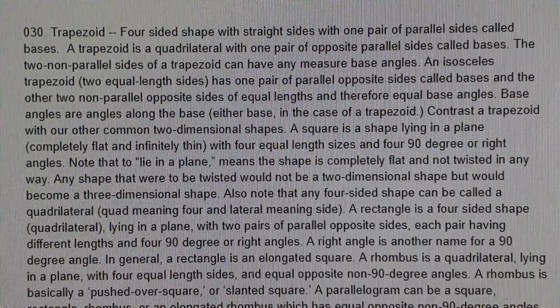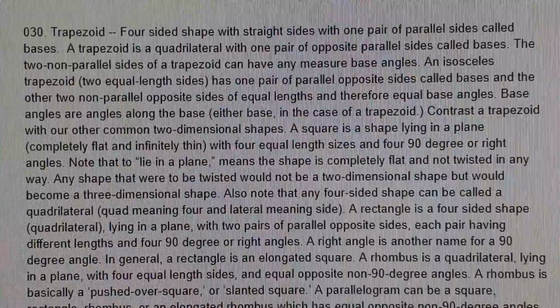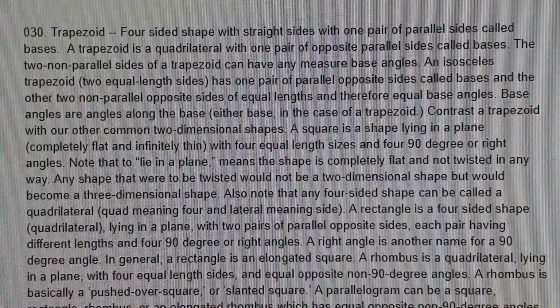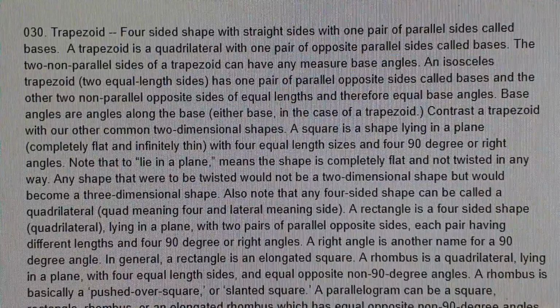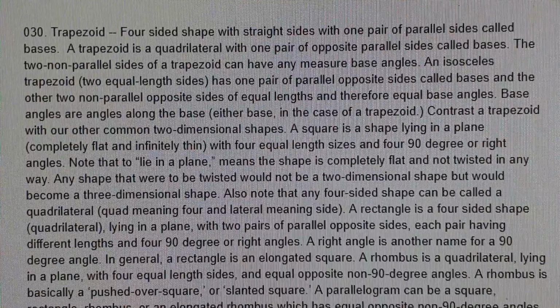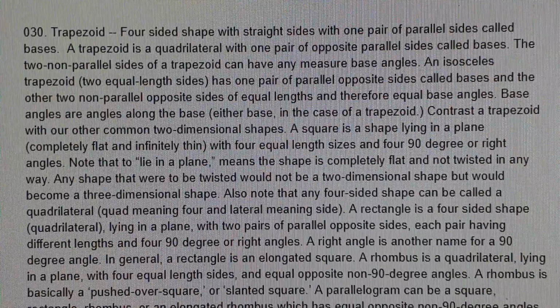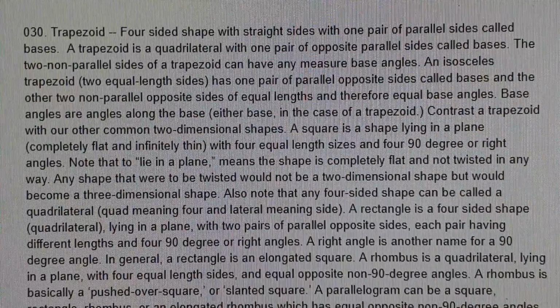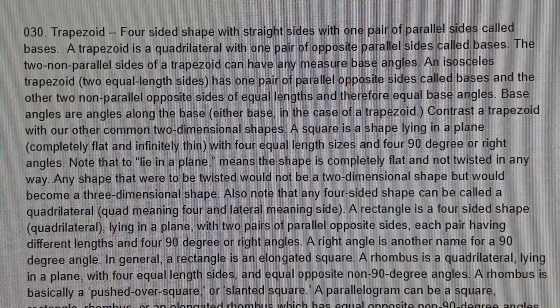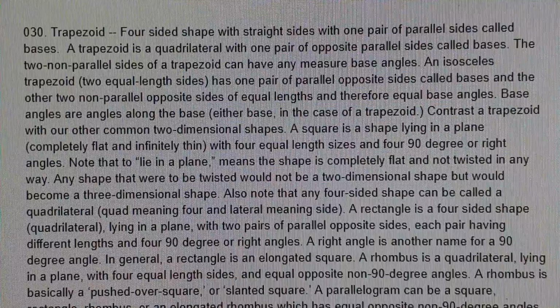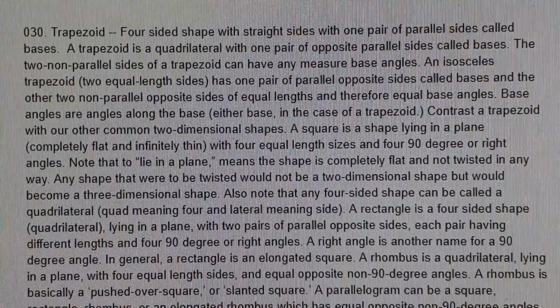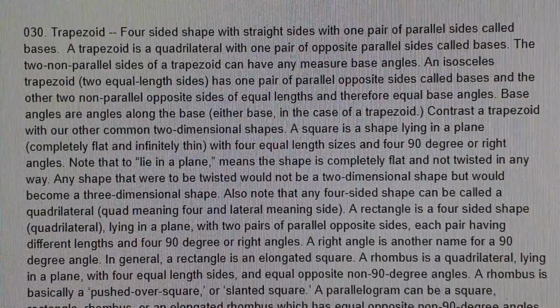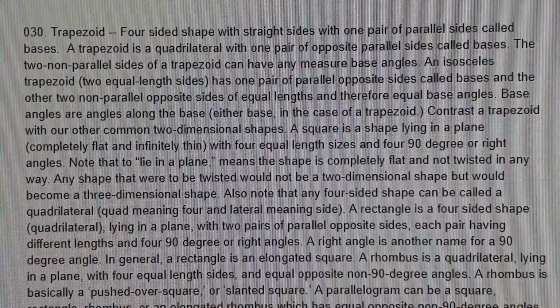An isosceles trapezoid (two equal length sides) has one pair of parallel opposite sides called bases, and the other two non-parallel opposite sides of equal lengths, and therefore equal base angles. Base angles are angles along the base (either base in the case of a trapezoid).